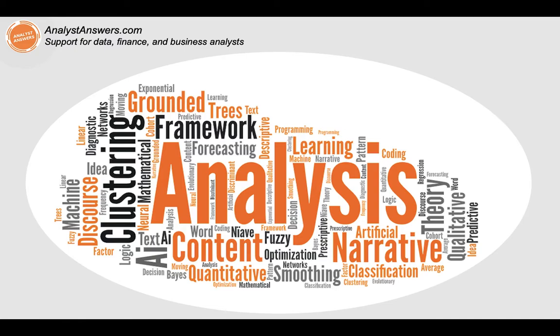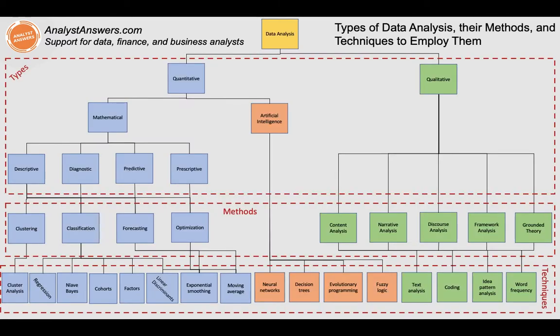A lot of it can be overwhelming because it's a big topic. That's why I built this tree graph for you, which breaks it down. So what we see is that under data analysis, we first break down into quantitative and qualitative types. Under the quantitative, we've got mathematical and artificial intelligence type. Now, there are no methods for artificial intelligence, but we'll talk about that in a second.